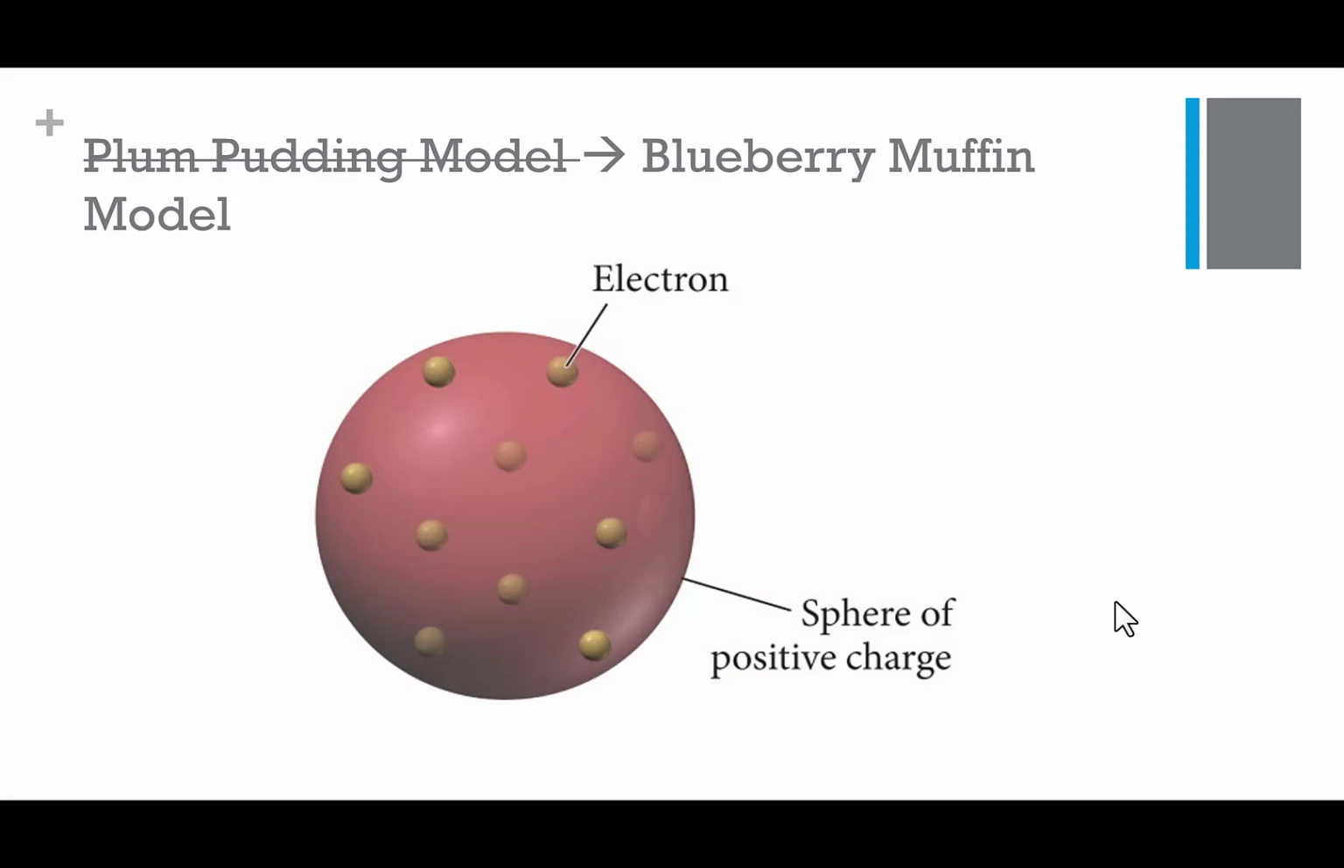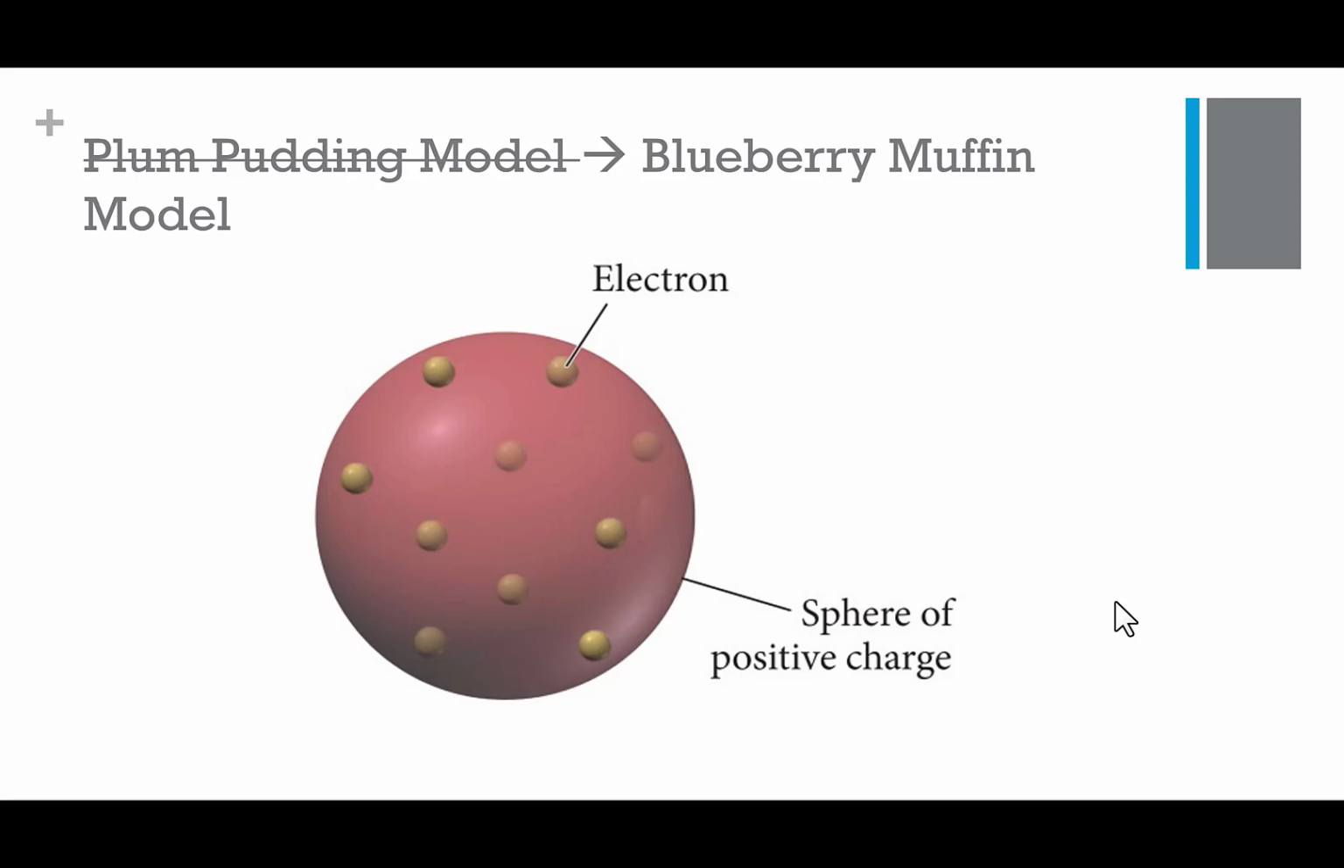So what they proposed is that we have this sphere of positivity. If we think about a blueberry muffin, the sphere of positivity would be the breading on the outside and on the inside. So the breading is that sphere of positivity. And then scattered throughout that sphere of positivity, we've got electrons or blueberries. Okay. So this was the model that they proposed at the time. So we knew there's electrons, we knew the atoms are neutral, and we think this is how it's all put together.